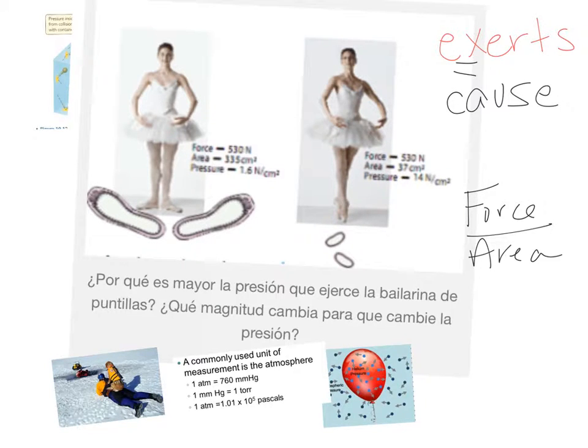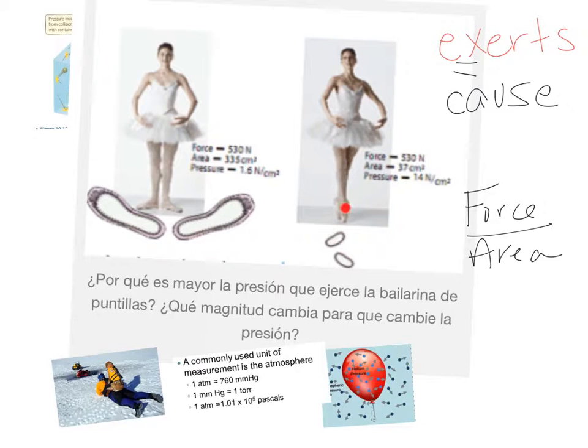And the area of her feet, I don't know if you can read this, it's a little blurry, is 335 centimeters squared. Area has to be in a unit of length squared. So when she's standing on her 2 feet, the pressure on her feet is her weight, 530 newtons, divided by 335 centimeters squared, which is about 1.5 newtons per centimeter squared.